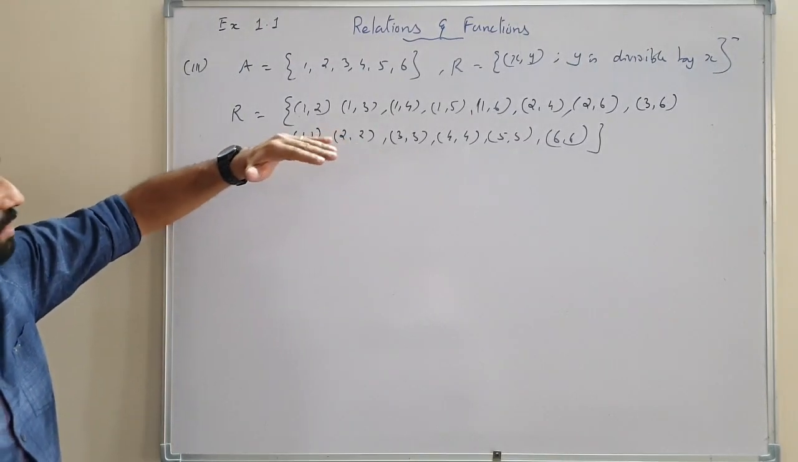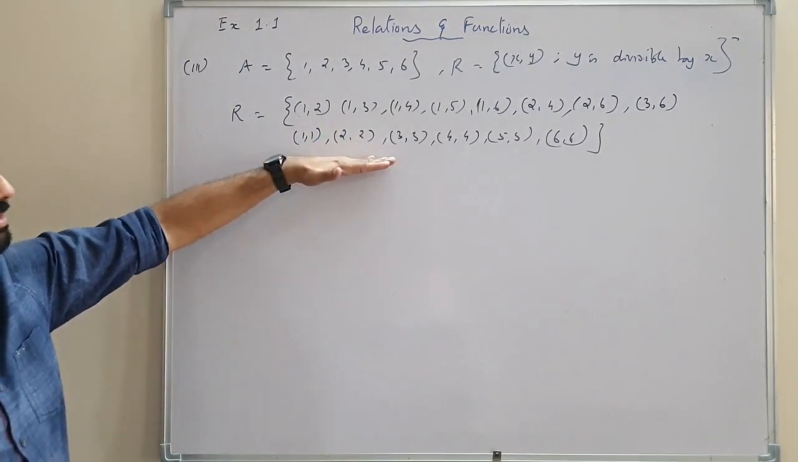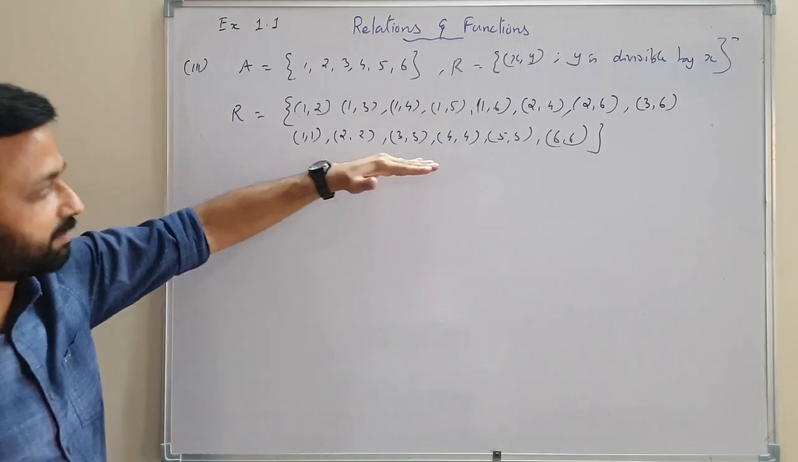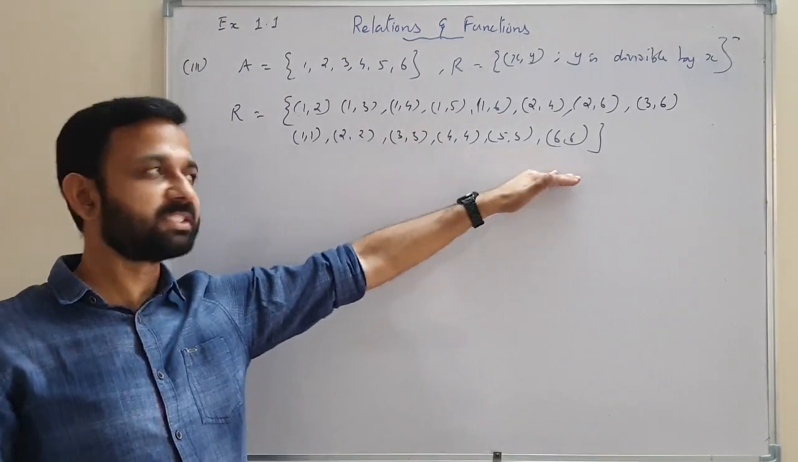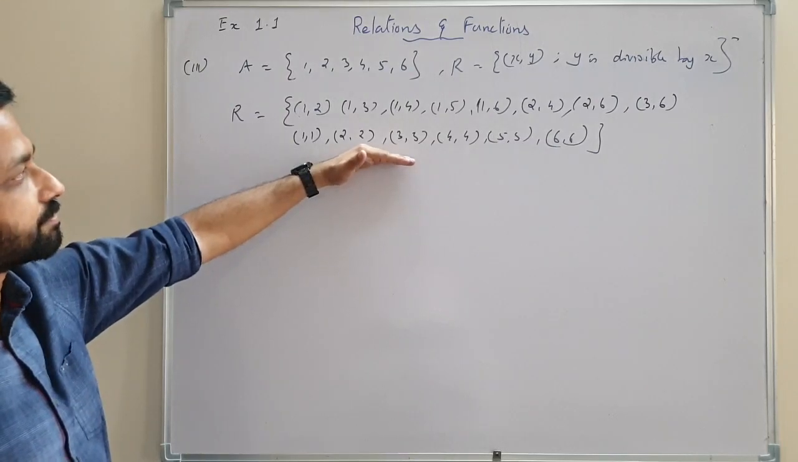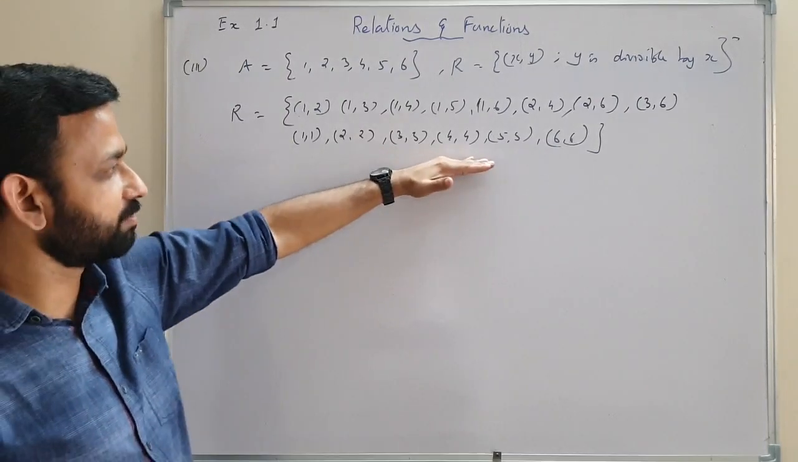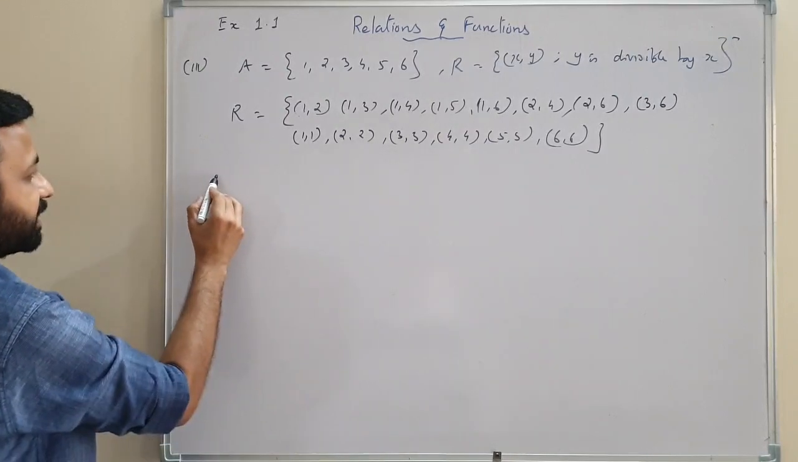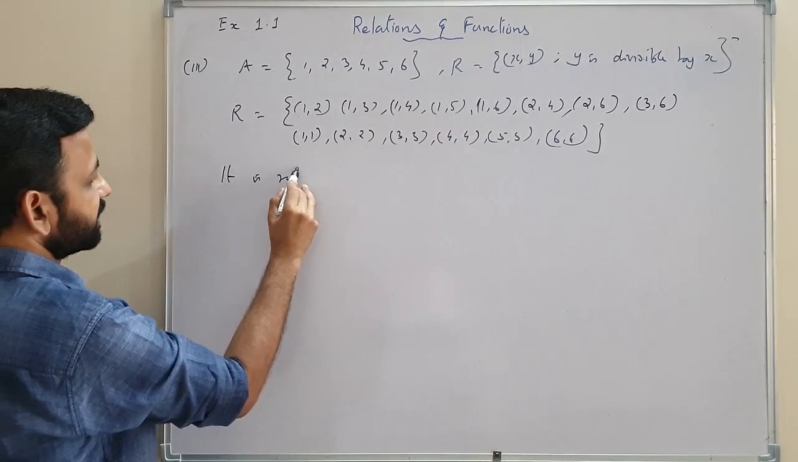So this relation is reflexive, but it is not symmetric, but it is transitive, because we cannot contradict the transitive property. So this relation is reflexive.